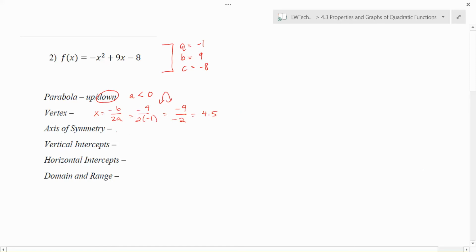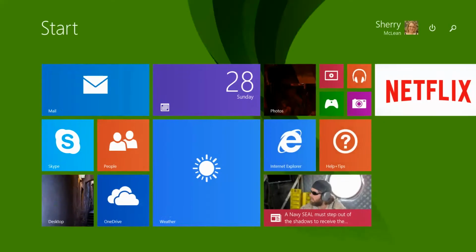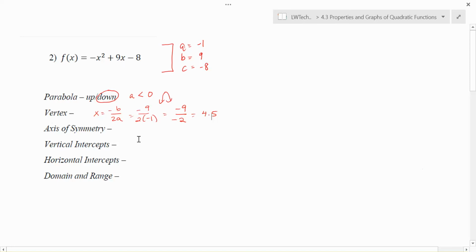The axis of symmetry, if you recall, is that vertical line that you can draw that will give you kind of a mirror image on each side. And that happens at that vertical line of x equals 4.5, that vertical line that goes through the vertex coordinate. So here my axis of symmetry is going to happen at x equals 4.5.